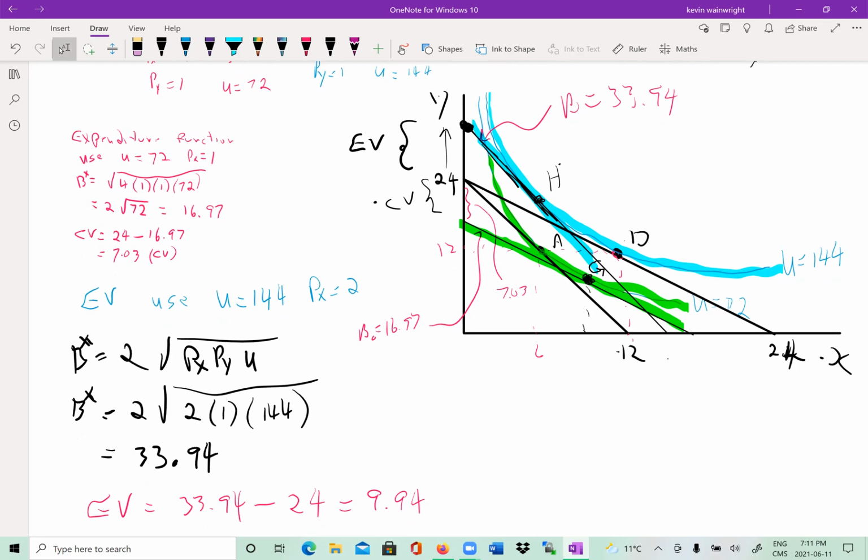However, if I can't get the price of X lowered, and you gave me instead $9.94, I would be as happy as if the price of X had fallen. Okay.